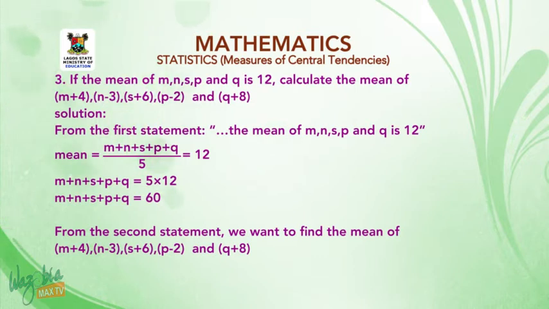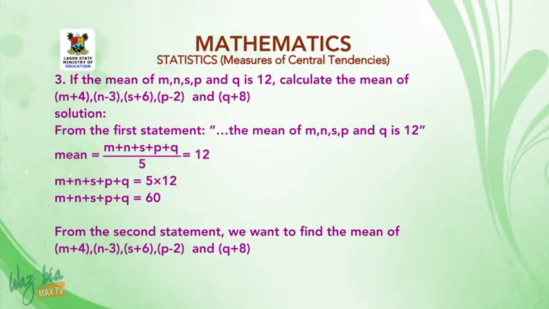Solution. Taking the first statement, the mean of M, N, S, P, and Q is 12. By the definition of our mean, add those numbers together: M plus N plus S plus P plus Q. How many are they? They are 5 numbers, divided by 5 equals 12. When you multiply through by 5, we have M plus N plus S plus P plus Q equals 5 times 12, which will give us 60. You can note that down as equation 1.